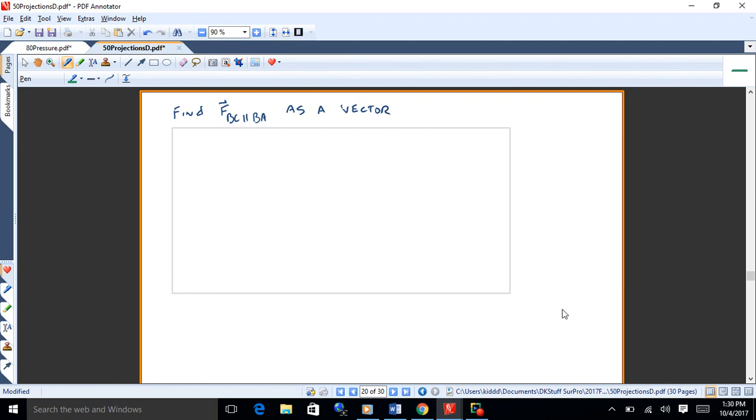So what if I want to find that force as a vector now? How would I make that into a vector? I got the magnitude as 118.1 or 118, whatever you want to call it. How would I make that into a vector? What's the force vector?